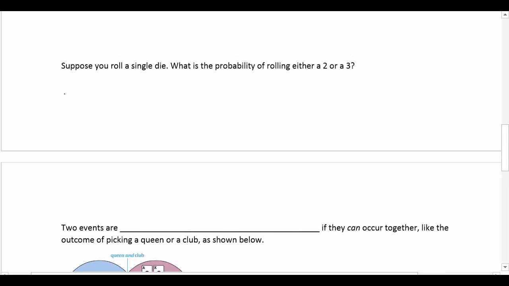Okay, suppose we roll a single die. What's the probability of rolling a 2 or a 3? So it's this or statement that we're looking at learning. Well, that's the same as the probability of 2 plus the probability of 3. And this assumes that they are non-overlapping events. If I roll a die, I can't get a 2 and a 3 at the same time. So I'm just going to add the individuals up.